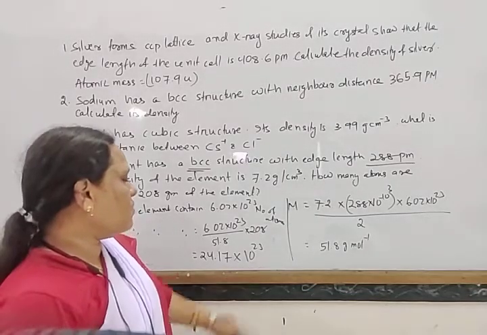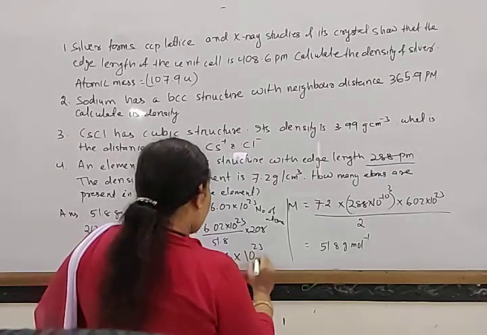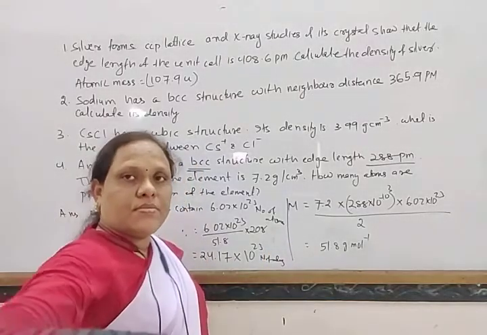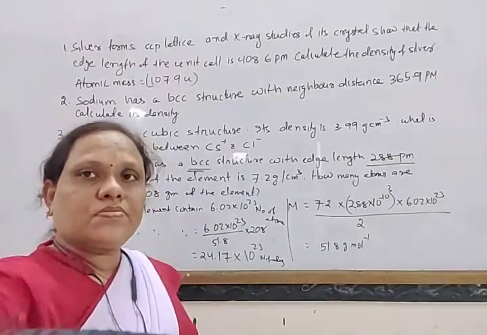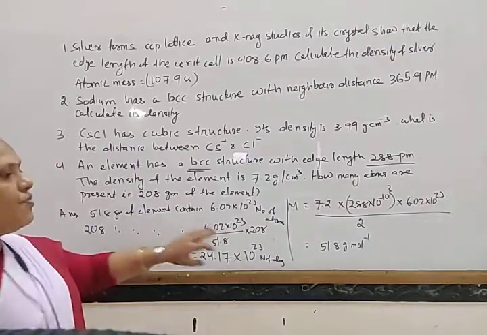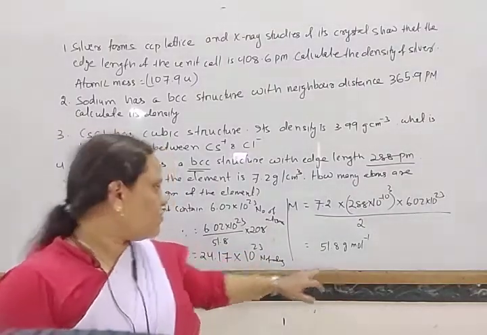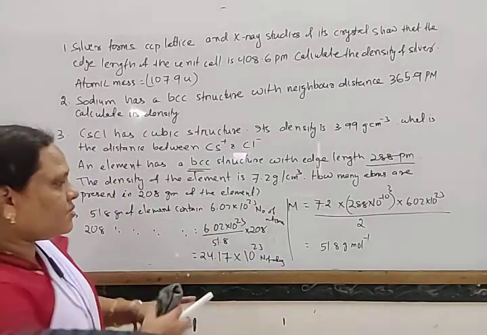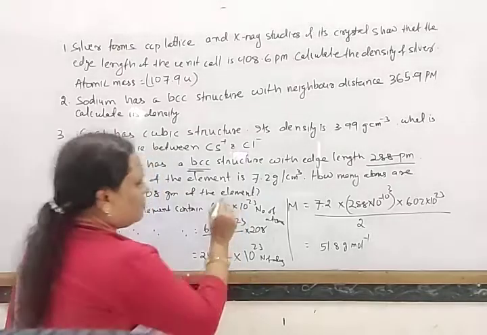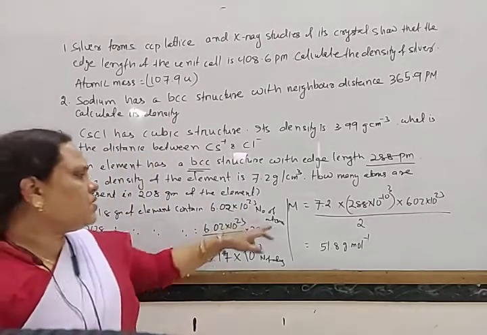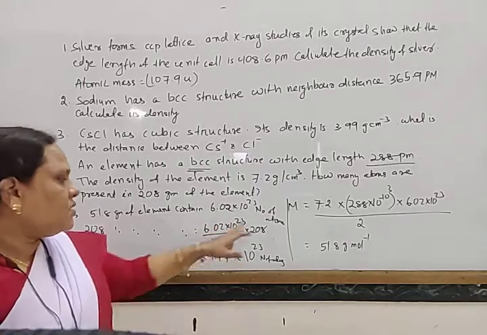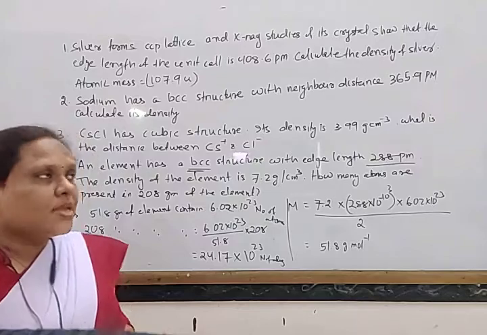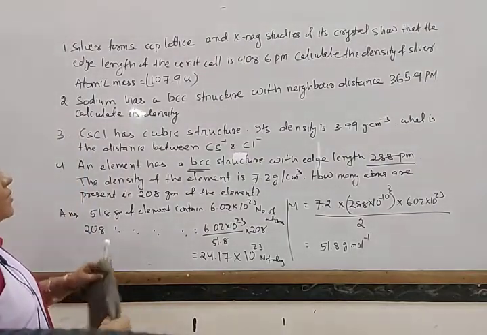24.17 into 10 to the power 23 number of atoms. Okay, it is clear. So first find out the molecular mass or atomic mass of the element. The gram atomic mass of any element contains 6.02 into 10 to the power 23 atoms, so for 208 gram, multiply by this and you can find the answer is 10 to the power this much. Okay. Next come to question number 3.